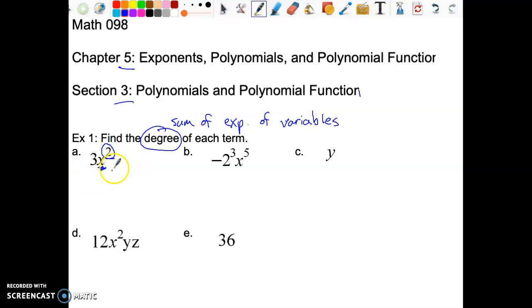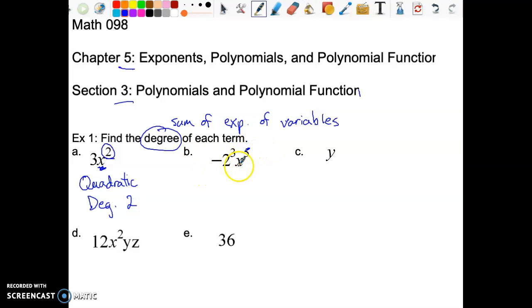So the degree of this monomial, by the way, these are called monomials when they're just one term. So this degree is 2. Sometimes we call it a quadratic. You probably remember that from Algebra 2. You can just say the degree is 2.